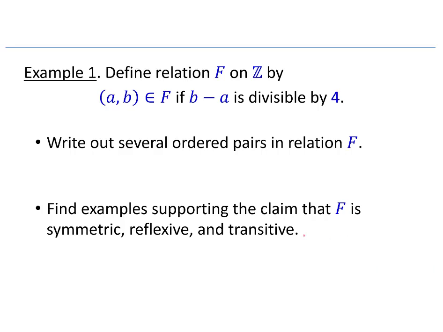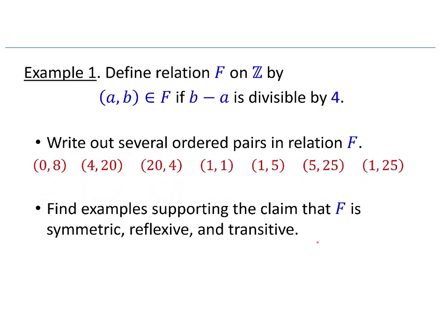Let's take a look. So the first one, write out several ordered pairs in the relation. Here are a few that I came up with. In every case, if I take B minus A, I'll get a number that is divisible by 4. Now, the order doesn't actually really matter all that much. For example, in the 4, 20 pair, 20 minus 4 equals 16, and that's divisible by 4, so 4, 20 is a pair. 20, 4 just reverses that, so I get 4 minus 20, which is negative 16. But negative 16 is also divisible by 4. If 16 is divisible by 4, then negative 16 is divisible by 4 also.